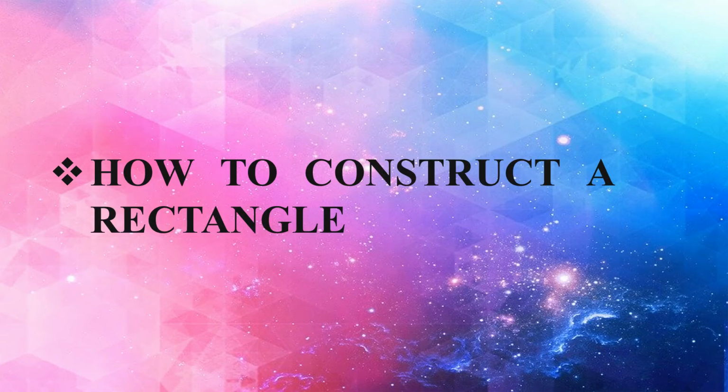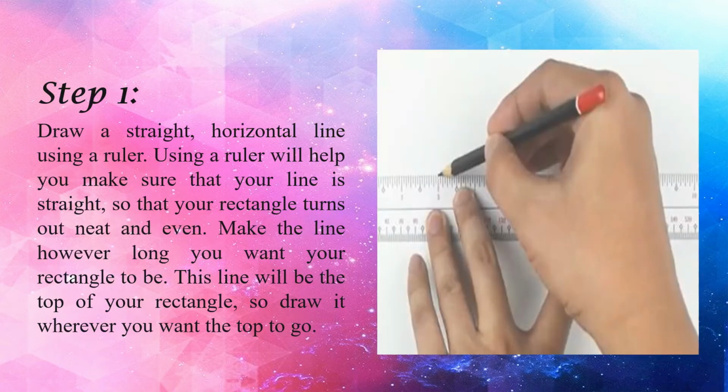How to construct a rectangle. Step 1. Draw a straight, horizontal line using a ruler. Using a ruler will help you make sure that your line is straight, so that your rectangle turns out neat and even. Make the line however long you want your rectangle to be. This line will be the top of your rectangle, so draw it wherever you want the top to go.